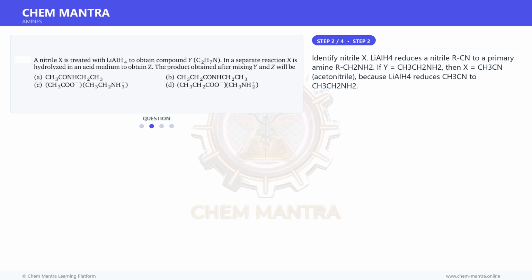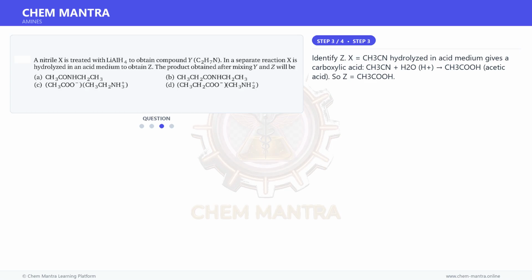Identify nitrile X. LiAlH4 reduces a nitrile RCN to a primary amine RCH2NH2. If Y is equal to CH3CH2NH2, then X is equal to CH3CN, acetonitrile, because LiAlH4 reduces CH3CN to CH3CH2NH2. Moving on to the next step.